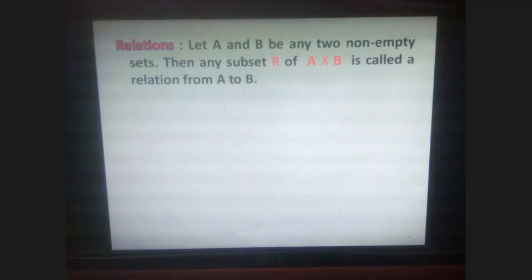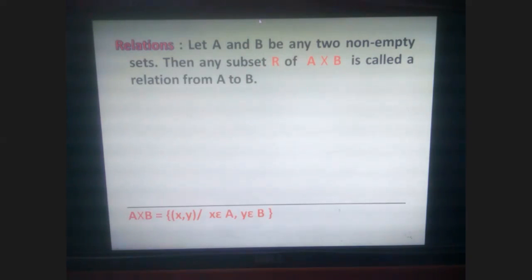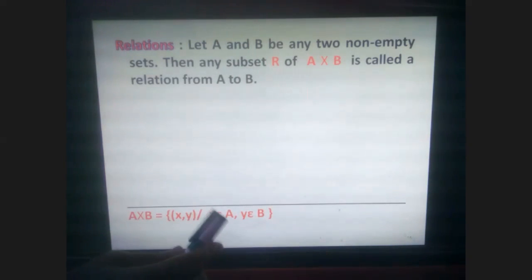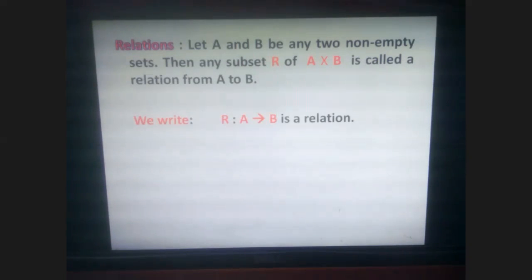Okay. Relations and functions. What is first of all a relation? Of course, when I ask the question, I myself have to answer because I cannot wait for your answer. A relation is a subset of A cross B, or any subset of A cross B is a relation from A to B. What is A cross B? A cross B is the set of all ordered pairs X, Y, where X is from A and Y is from B. Any subset of that is a relation.